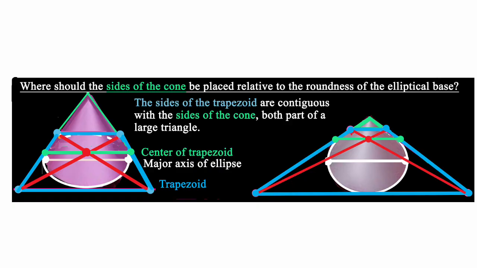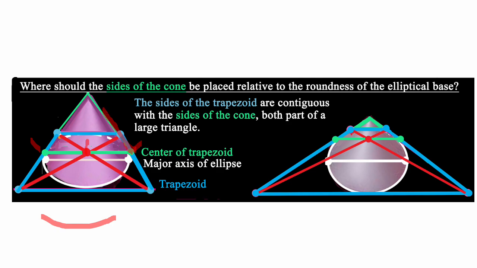The hard part is relating the roundness of the ellipse to the length of the sides of the cone. So to do that, put the ellipse in a trapezoid and find its perspective center where the diagonals cross. So it's this red dot. Then draw a line through the red dot to find these two green tangent points. And that's going to be where the sides of the cone pass.